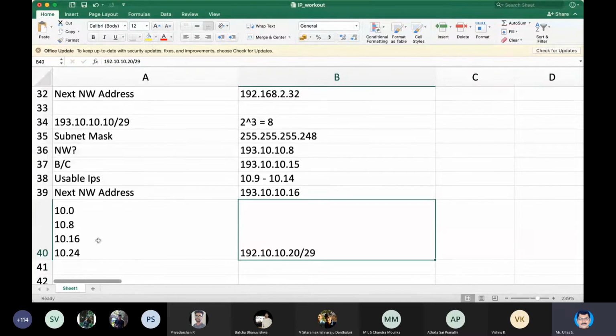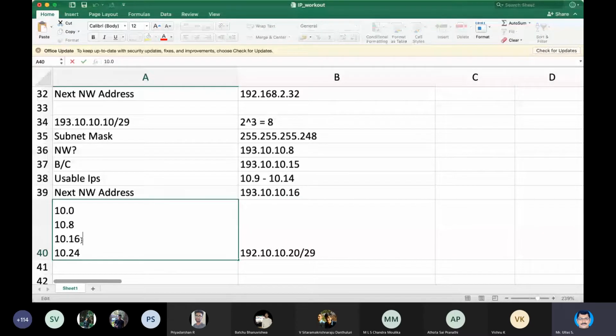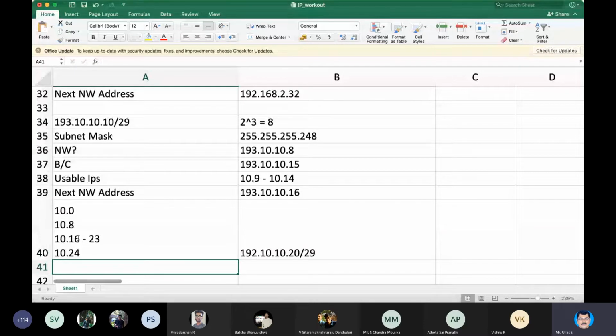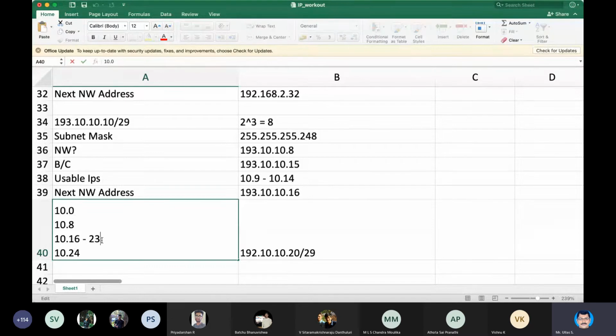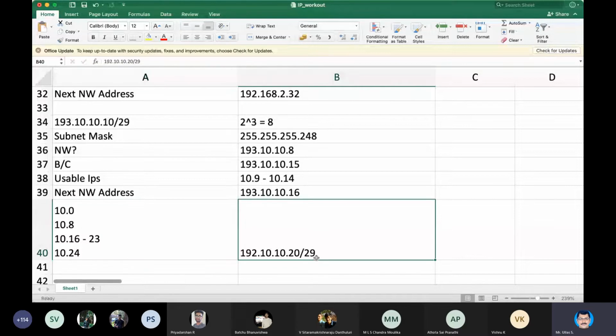Okay. So 16 to 23 belongs to this group, correct? All of you know 16 is the first address, that is the network address. 23 is the last one, which is the broadcast address, and in between, 17 to 22 are usable IPs. So by just having this table in my mind, I can write the IPs straight away, in a few seconds or few minutes.